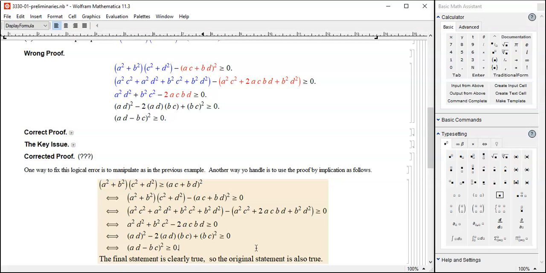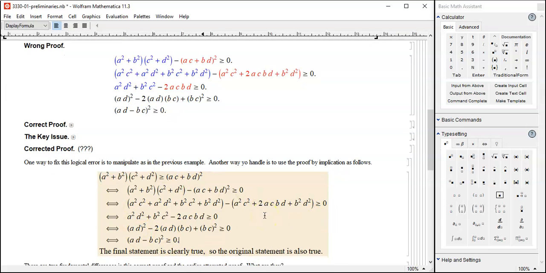But what can I say? That's a much harder proof. So if you can do this, then you probably won't be making this kind of mistake. So hey, what's the point? But in any case, yeah, here's a corrected proof anyway.